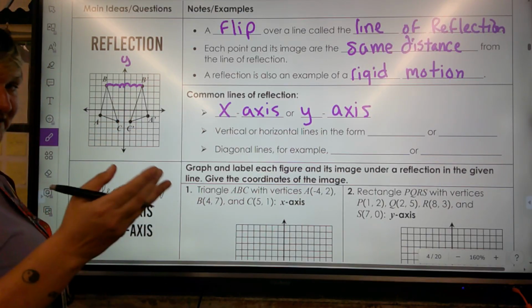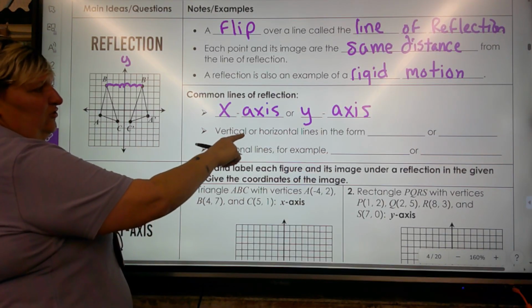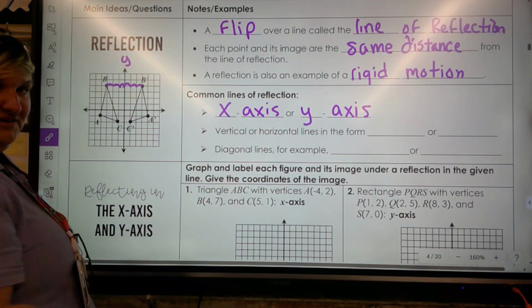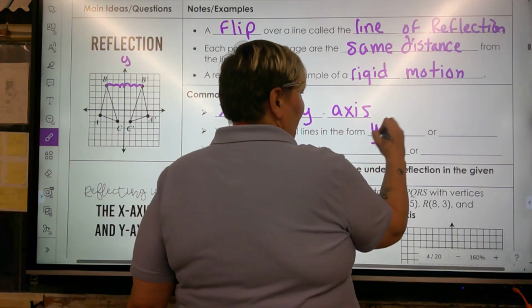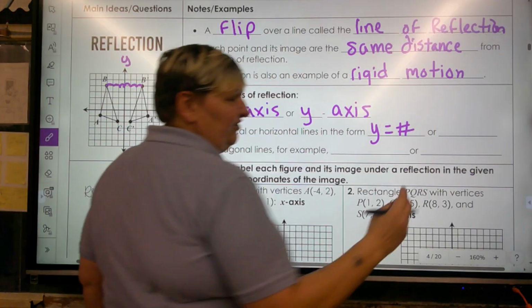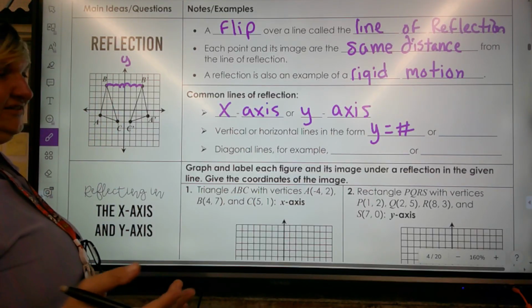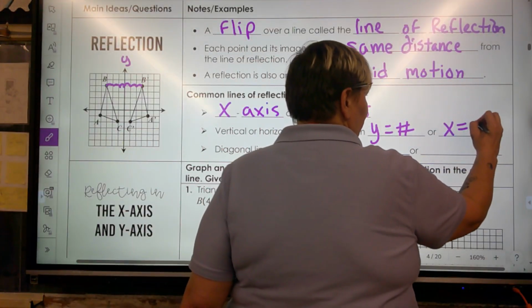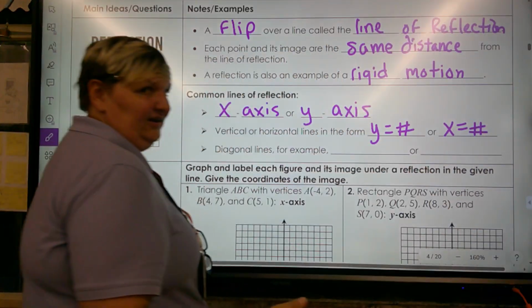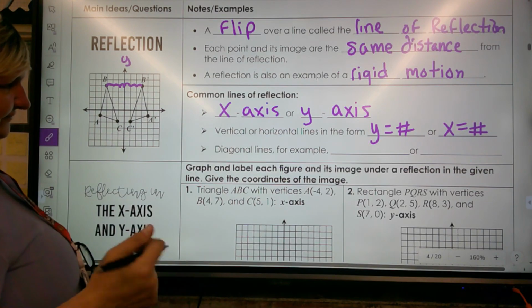Right? But not always. Sometimes you're going to reflect it over other horizontal or vertical lines. Right? So vertical lines will be in the form of y equals some number. It will tell you what line to reflect it over. Y equals something, and we'll look at that later. Or horizontal lines, we'll look at x equals something, right? It'll tell you what it wants you to reflect it over. We just have to do it.